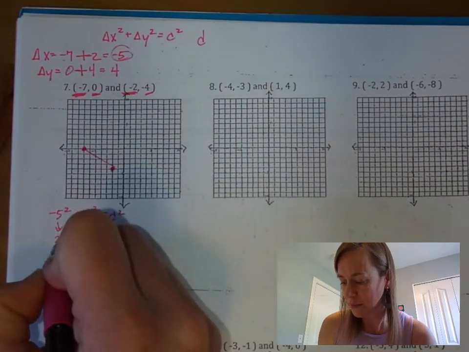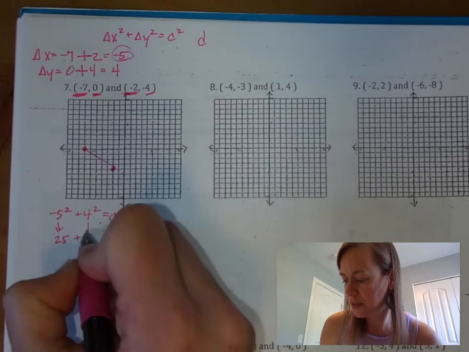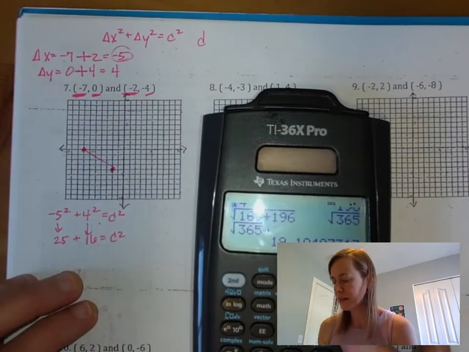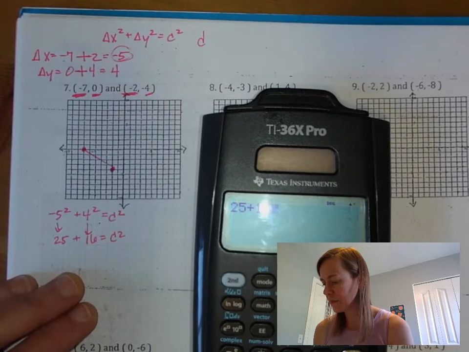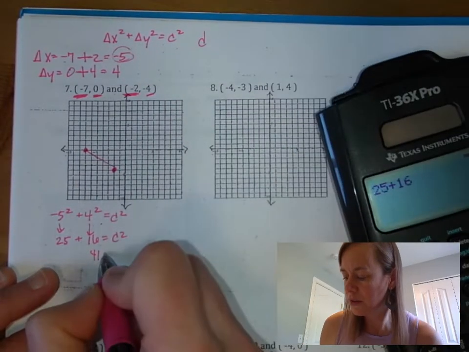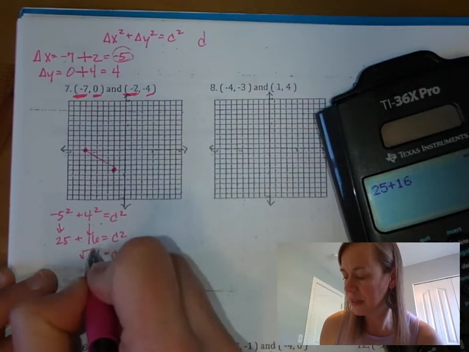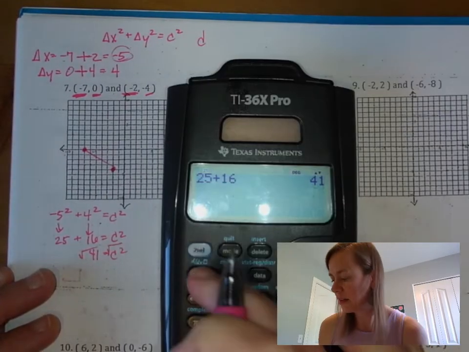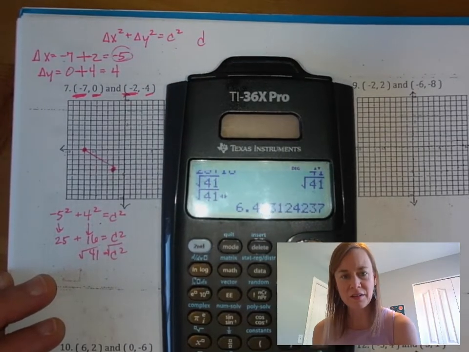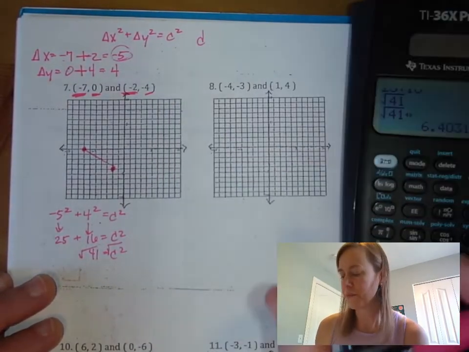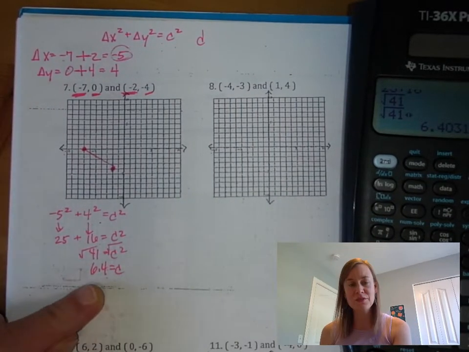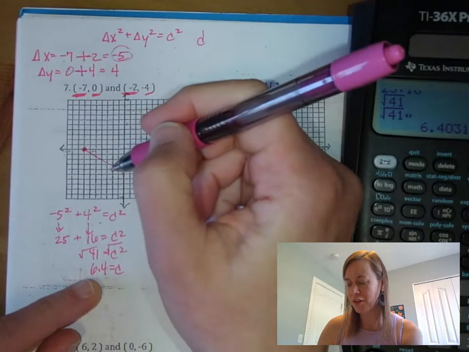Negative 5 squared is going to be 25. 4 squared is going to be 16. And what is 25 plus 16? It looks like that comes to 41. And then you're going to square root both sides, and you're going to get something. My calculator, silly calculator. Okay, 6.4 equals c. All right, so that's going to be your distance from here to there.